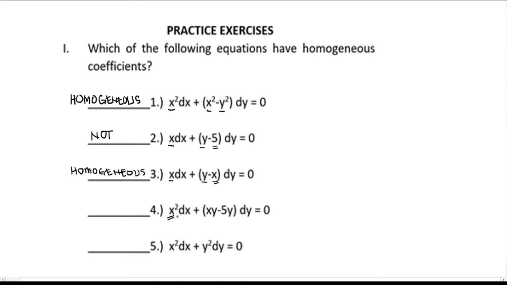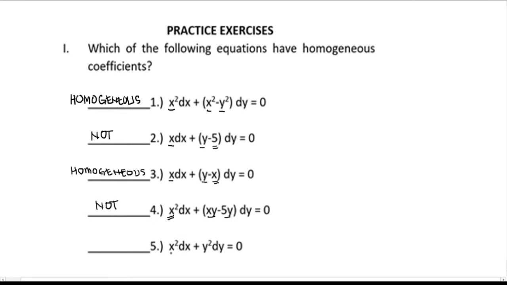For number 4, our dx term here has a coefficient of x squared. The degree is 2. For our dy term, the coefficient is xy minus 5y. xy has a degree of 2, while negative 5y has a degree of 1. So not all of the terms have the same degree. Therefore, this is not homogeneous.